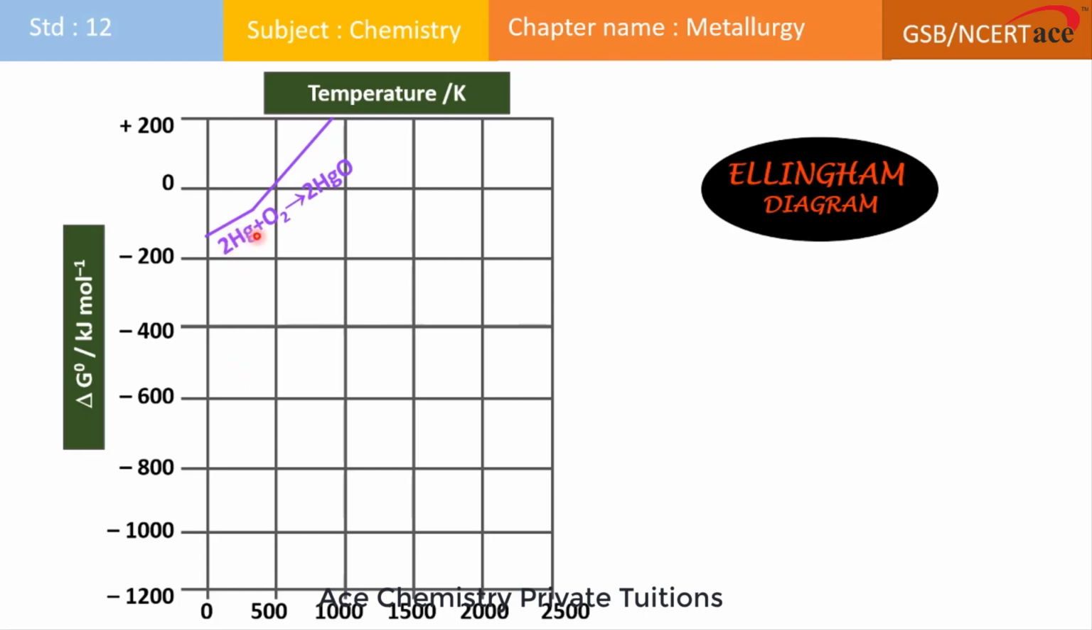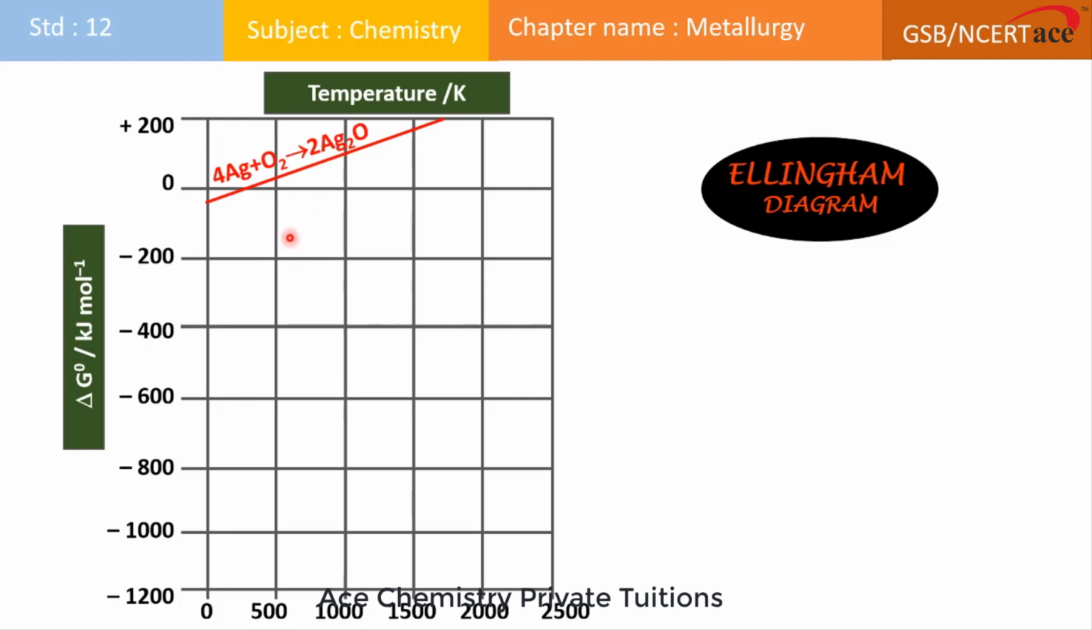And for metals like mercury and silver, if you observe both graphs carefully, the delta G naught value is positive. This positive value indicates that the formation of silver oxide and mercuric oxide is not favored. It means that silver and mercury are not able to form their oxides at lower temperature. It means that they are less reactive metals.